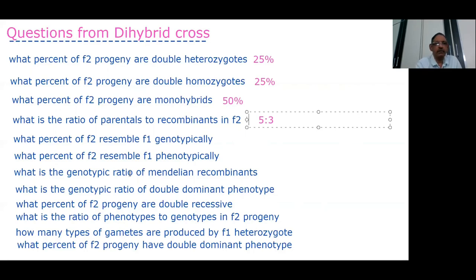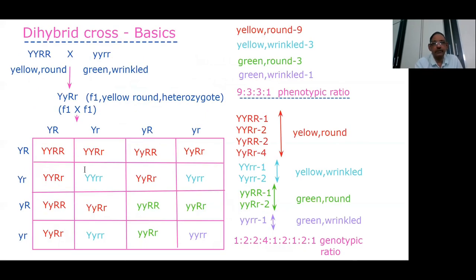What percent of F2 resemble F1 genotypically? Of the total progeny F2, what percent resemble F1 genotypically? I'll take you to the checkerboard. Of these F2 progeny, total F2 progeny, these are 16 in combinations. How many of them, what percent of them resemble this F1 genotypically? What is the F1 genotype? Double heterozygous. Capital Y, small y, capital R, small r.